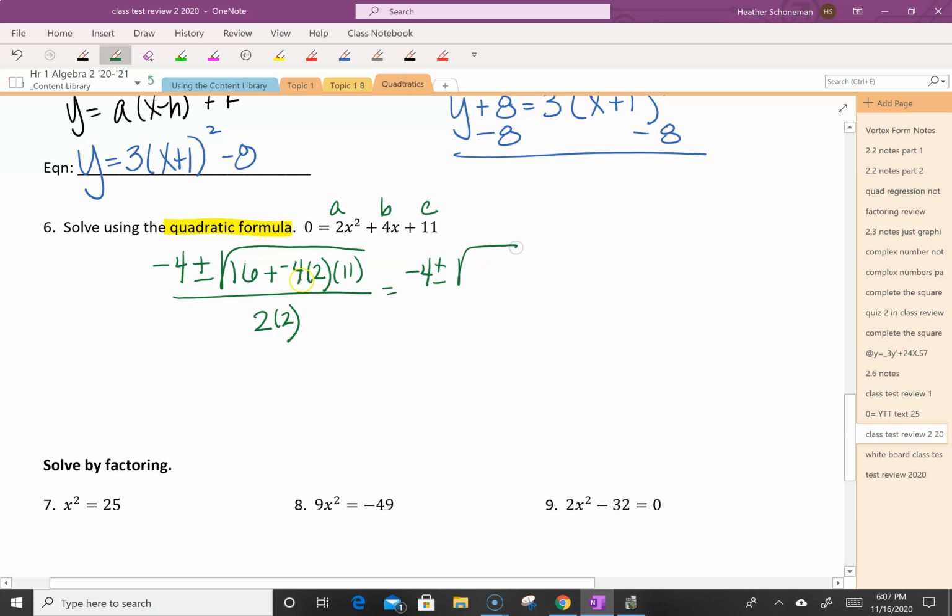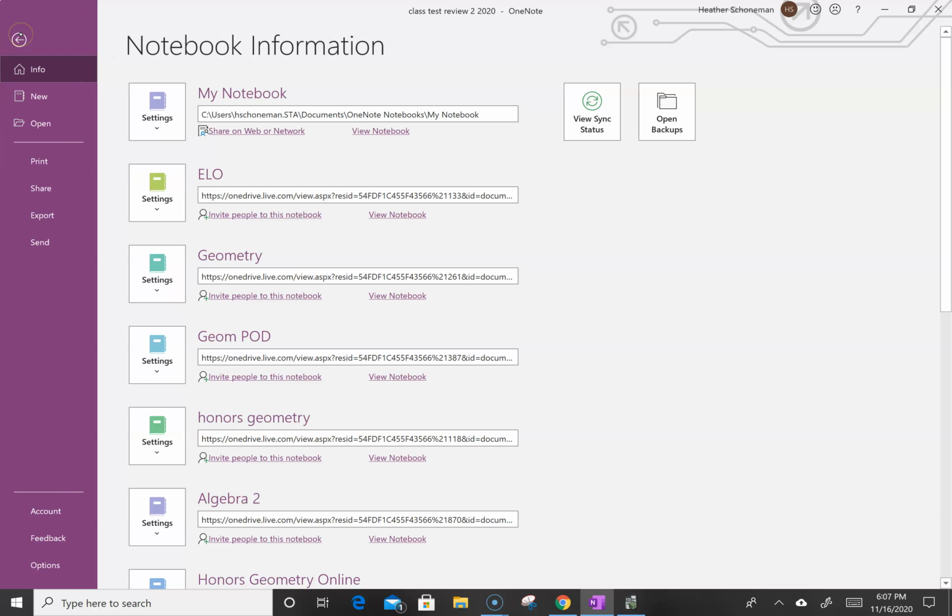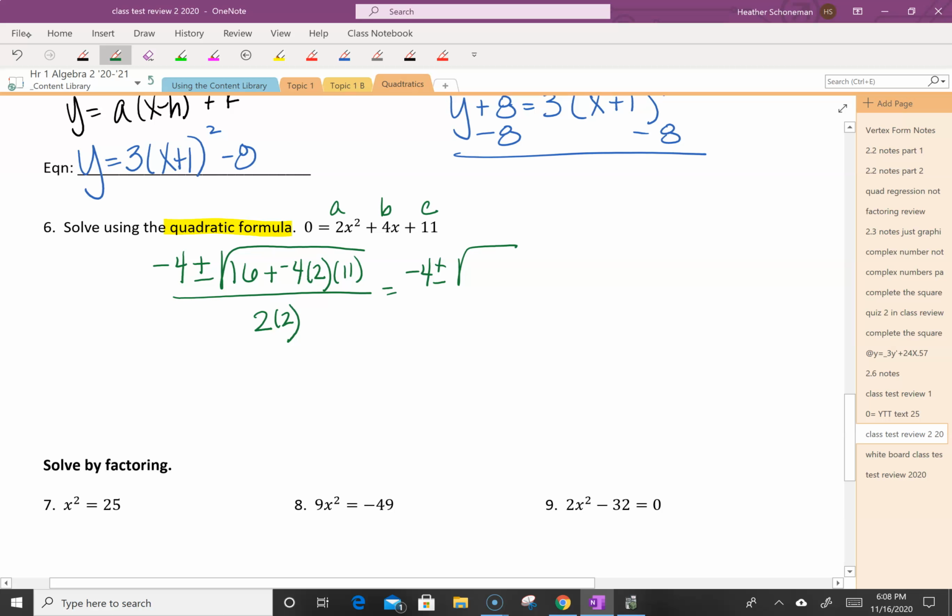So over here, negative 4 times 2 is negative 8. Negative 8 times 11 would be negative 88, and then plus 16, so you're really subtracting the 2, would give you 72, all over 4. Now it's at this point we're going to split it, but we have to simplify the radical. So 72, well, that's 2 and 36, 6 and 6, 2 and 3, 3 and 2.